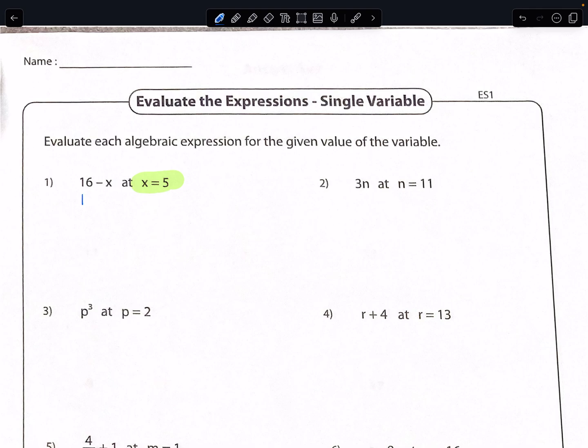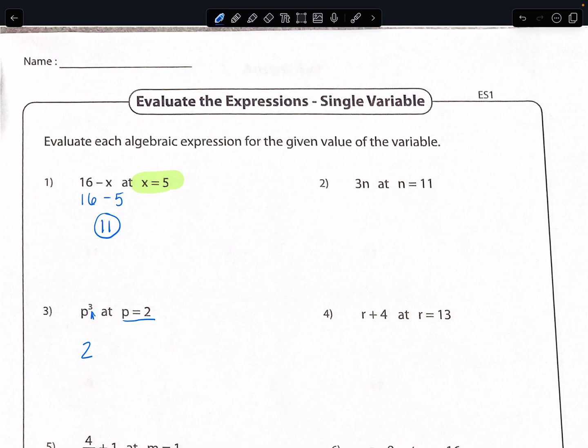So I'm just going to rewrite this with x as 5. So the answer to this one is 11. These should not be much of a challenge, but we're going to go ahead and try one that might be a challenge, which is this one where it's an exponent.